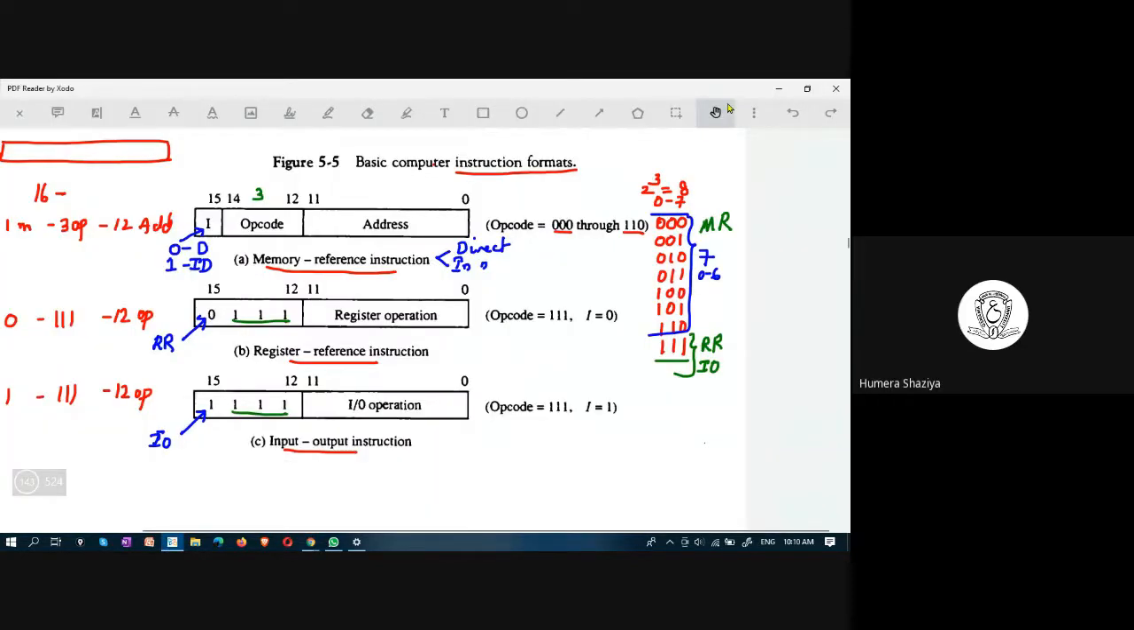Look at this, students. Memory reference instruction, register reference instruction, input output instruction. Memory reference has address, opcode, and mode bit. Here, register reference would have register operations, whatever we are learning now: CMA, CME, SZA, SZE, SPA, SNA, all those come at this place, register operation. Bits 12 to 14 are all ones, and bit 15 is 0 for register reference, whereas bit 15 is 1 for IO.